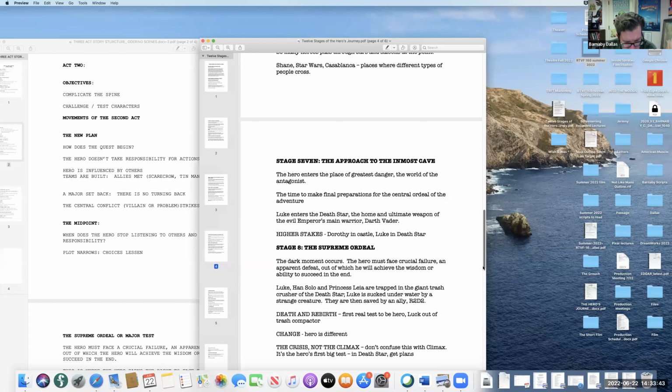What's the greatest danger for Luke? It's pretty obvious: the Death Star. They literally get sucked into the Death Star. In The Wizard of Oz, where does Dorothy go? She sees Oz. You must go into the witch's castle. You must go to the place you don't want to be.